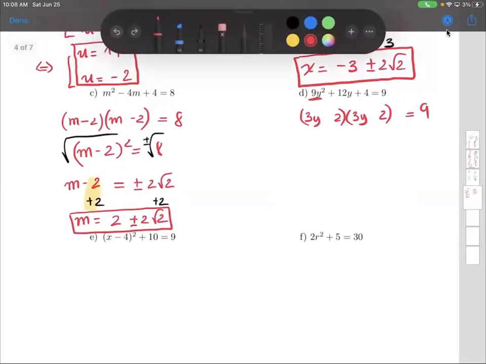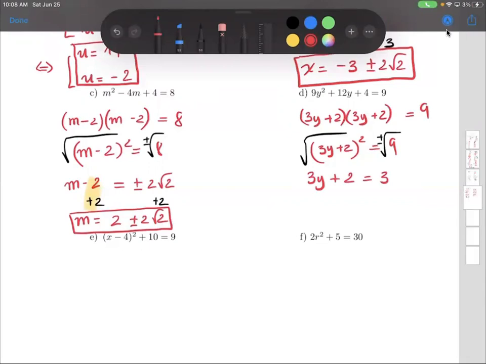So the middle one, I want it to be positive 12y. Yes, it is, right? If you check, 2 times 3y is 6y, and then 3y times 2 is also 6y, so 12y total. So it'll be (3y plus 2) squared equal 9. Take a square root. On the left hand side, it's just 3y plus 2. On the right hand side is 3.